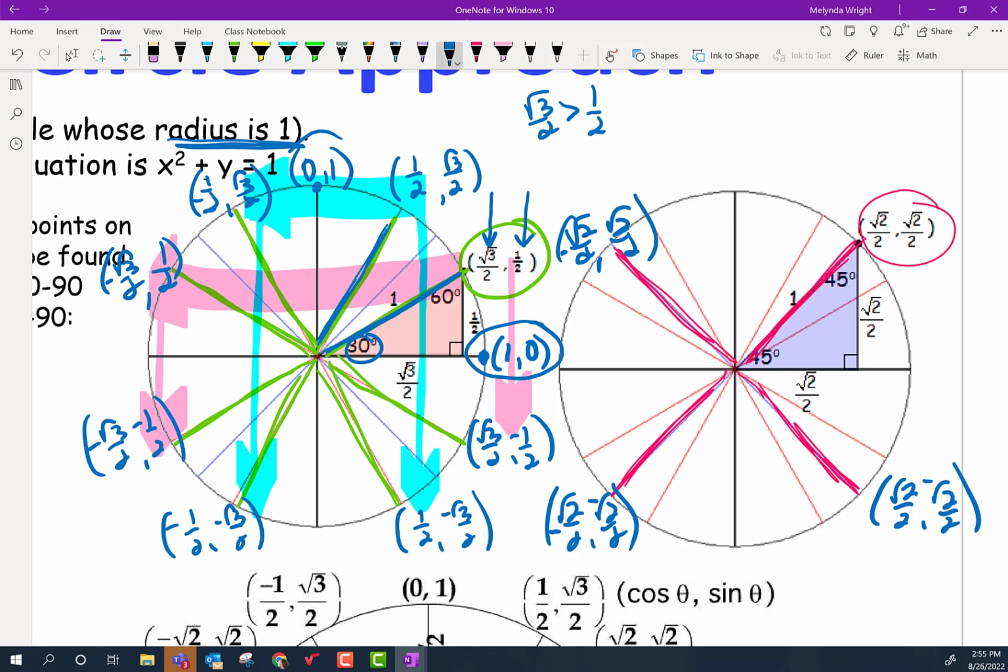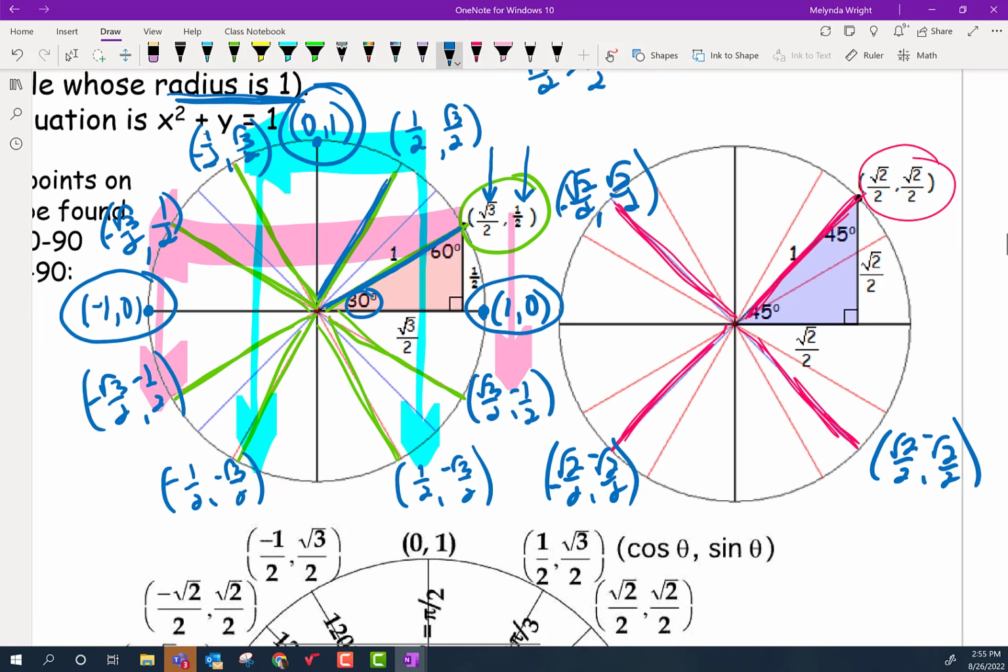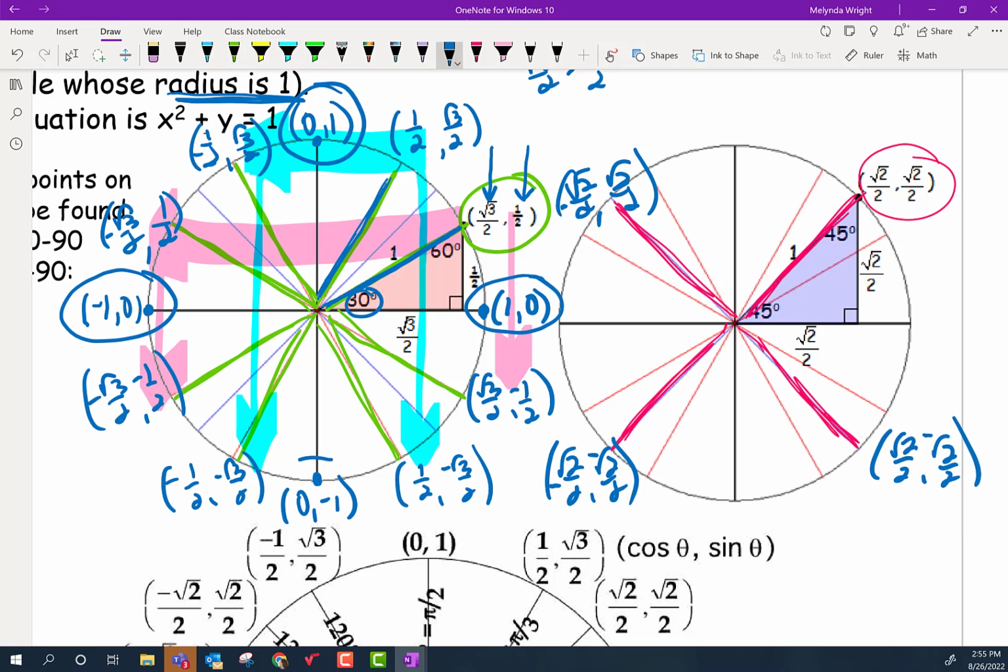This is 0, 1. So we know that cosine would be 0 and sine would be 1 because x and y. This point is negative 1, 0. So that quadrantal is cosine is negative 1 and sine is 0. And the last one is 0 along the x-axis and negative 1 along the y-axis. Okay, that's all there is to the coordinate points and how they're related to sine and cosine. Questions so far?